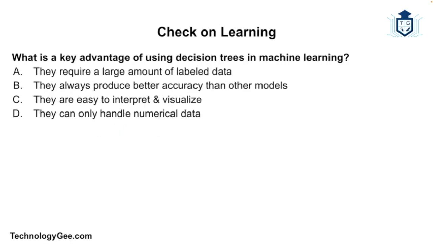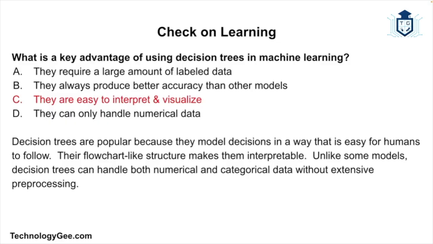And our final question, what is a key advantage of using decision trees in machine learning? Is it they require a large amount of labeled data? They always produce better accuracy than other models. They are easy to interpret and visualize, or they can only handle numerical data. And the correct answer is they are easy to interpret and visualize. So decision trees are popular because they model decisions in a way that is easy for humans to follow. Their flowchart-like structure makes them interpretable. Now, unlike some other models, decision trees can handle both numerical and categorical data without extensive pre-processing.